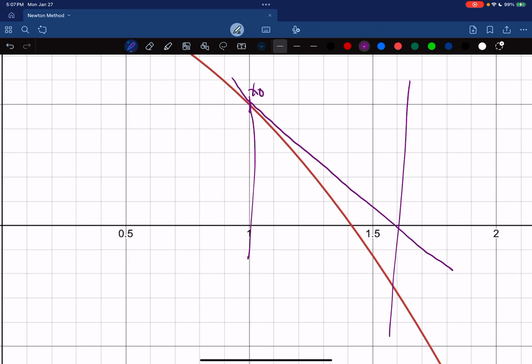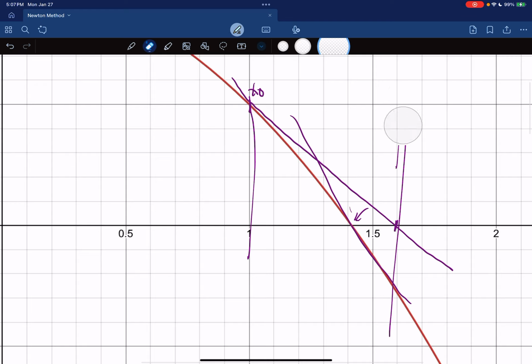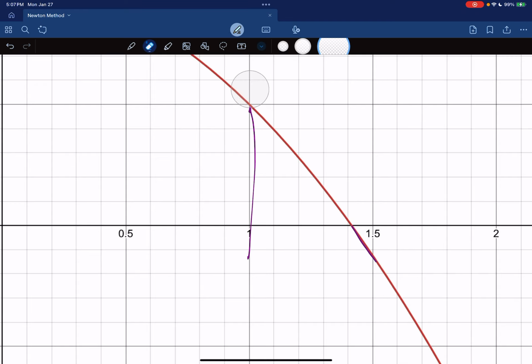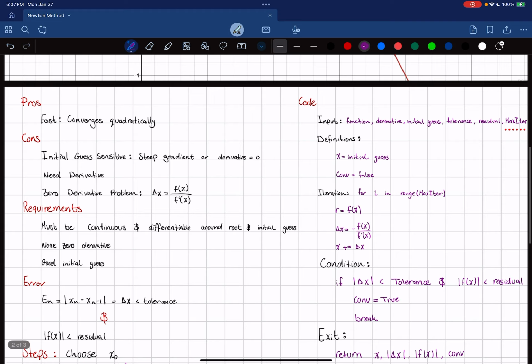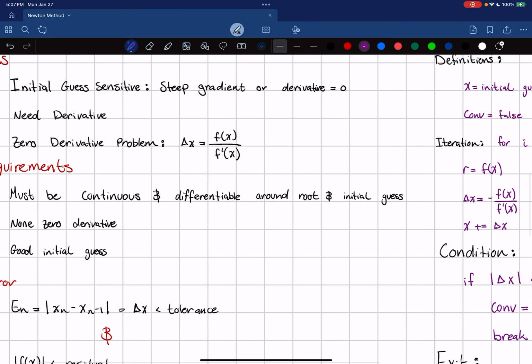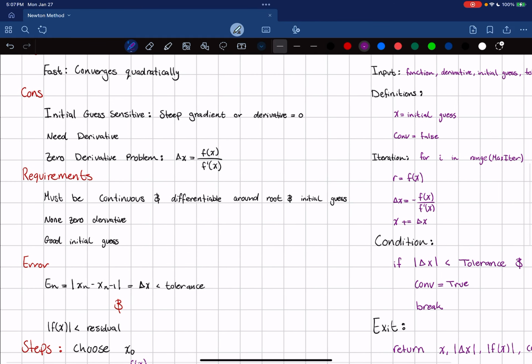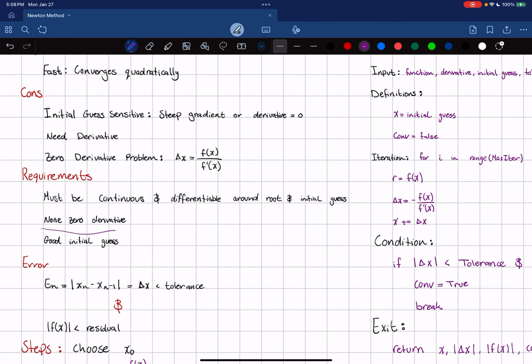Even when you get your new approximation, this becomes like that, and then you start getting closer to the root. So what you need is differentiable and continuous around the root and around your guess, but it doesn't necessarily have to be the whole function. You just got to make sure that around the area that you're working with, it is differentiable and continuous. And like I said, a non-zero derivative.